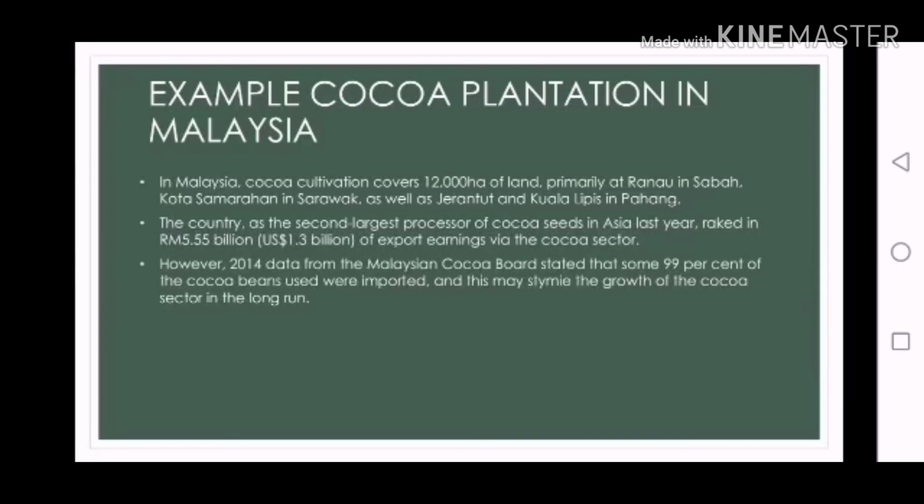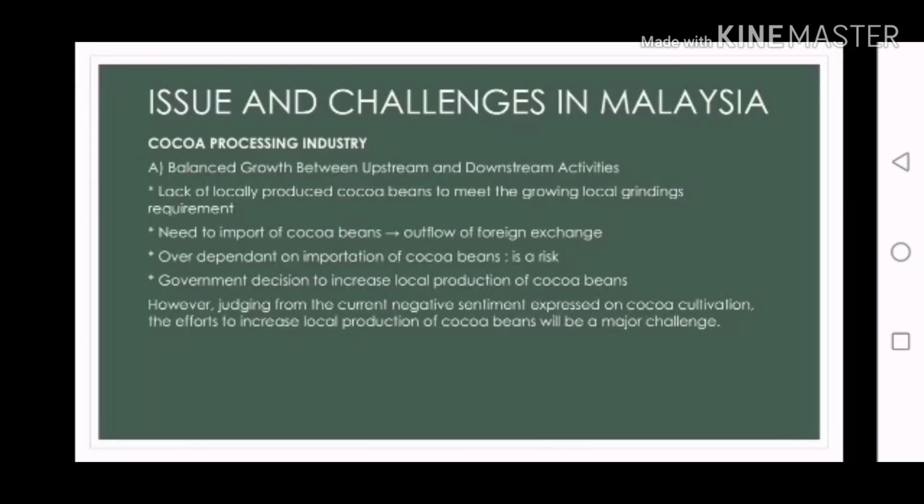However, in 2014, data from the Malaysian Cocoa Board stated that some 99% of the cocoa beans used were imported, and this may stunt the growth of the cocoa sector in the long run. So the issue and the challenge in Malaysia is the cocoa processing industry. Unbalanced growth between upstream and downstream activity means a lack of locally produced cocoa beans to meet the growing local grinding requirement. We also need to import cocoa beans, which means an outflow of foreign exchange. We are also over-dependent on importation of cocoa beans, which is at risk.